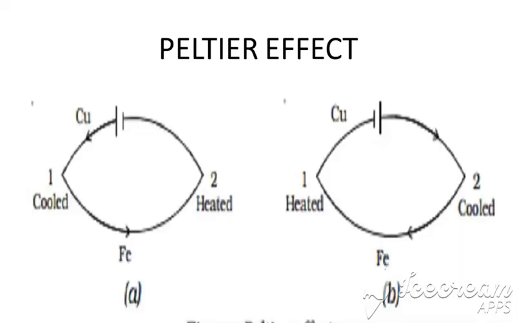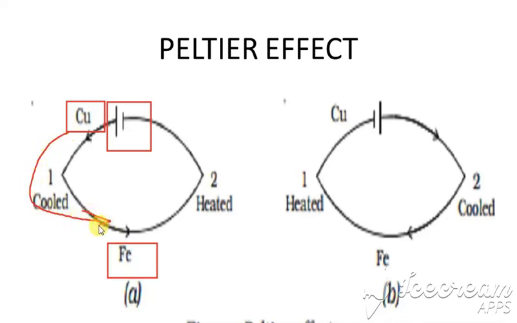Next is the Peltier effect. In this Peltier effect, we will be considering two dissimilar metals. The metals which you are considering here are copper and iron. These two are connected to the battery. When you see the battery, this side is positive and this side is negative. Always the current flows from positive to negative, so here also the current flows from this side to this side. So we can say that the current flow is from copper to iron, because from this side it is moving to here.